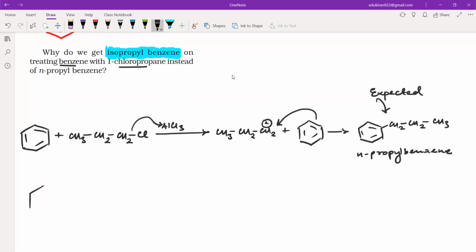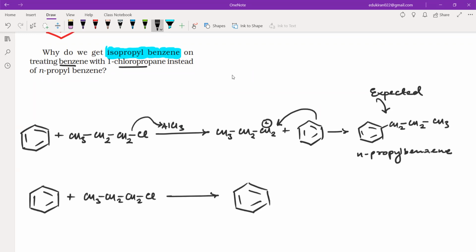So in the actual reaction, when we react this benzene ring with CH3CH2CH2Cl, magically I'm getting isopropyl benzene. Isopropyl means, and this is the point of attachment, propyl group with the point of attachment at the second carbon. So this is the product we are getting. अगर हम खोल के लिखें, so it is CH, CH3, CH3. Okay. So now we have to understand why is this happening?